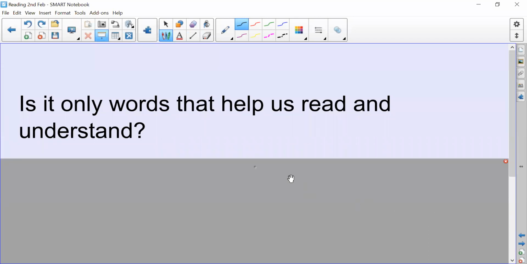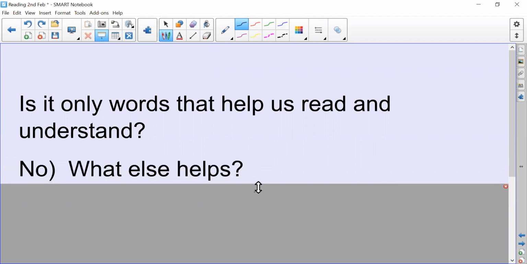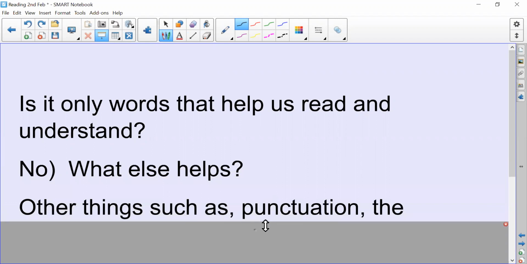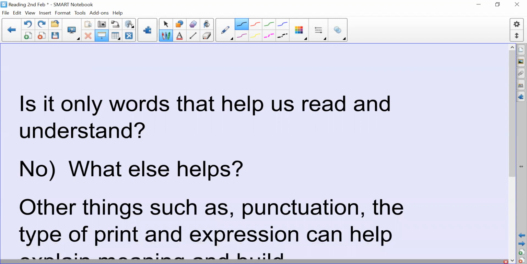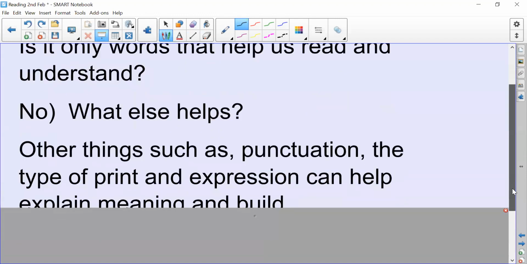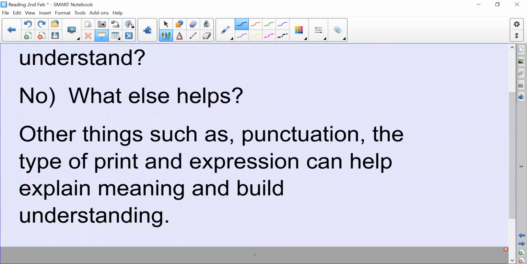Right, is it only words that help us read and understand? Or is there anything else that helps us? Well, no. So what else does help? Of course, in some books we have pictures and diagrams. If there weren't any pictures, we also have things like punctuation, the type of print, and expression that can help us explain the meaning and build understanding. And then how do we show things like expression? How does an author show that? Well, let's find out. Let's look at these features.